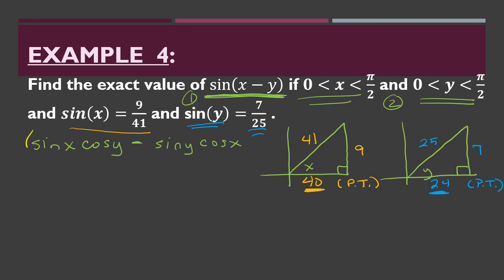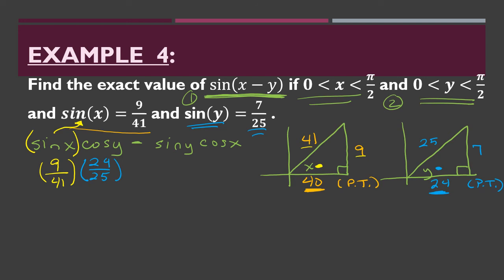So if I come over here and I take the sine of x, I'm going to go over here to triangle x. I'm going to take the sine, which is opposite over hypotenuse. So this is simply 9 over 41. And yes, that is the same thing that you have in your problem right here. So you could have taken it straight from your problem. All right, then I have the cosine of y. So I'm going to come over here to angle y, and I'm going to take the cosine of angle y, which is adjacent over hypotenuse. So this is 24 over 25.